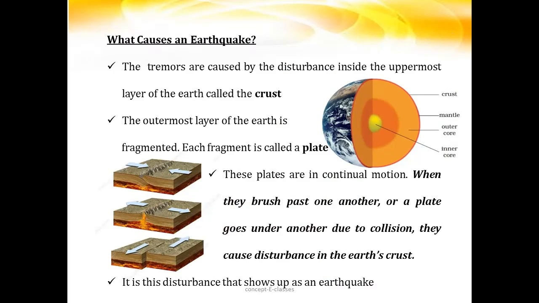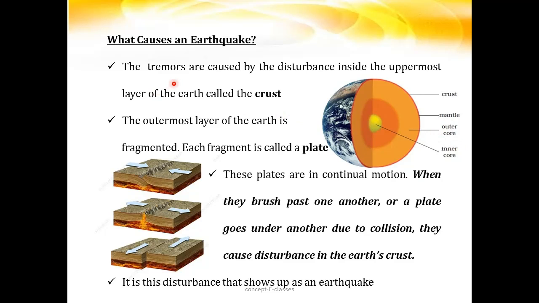Now what causes an earthquake? The disturbance inside the earth causes earthquake. Now the earth consists of three layers: the outermost layer, which is the crust, the mantle and the core. The core is again classified into inner core and outer core.